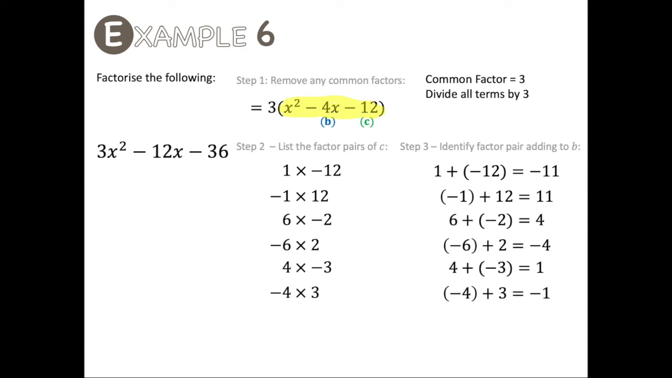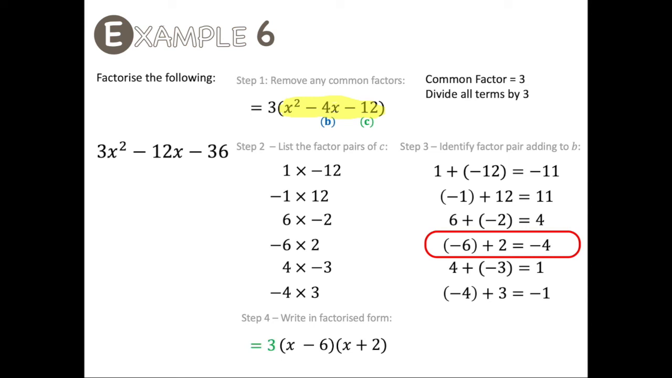So identifying which one of those add up to negative 4. So the factor pair that I'm going to use is going to be negative 6 and 2. So writing the first part of my answer in factorized form, it is going to be x minus 6, x plus 2. And then I need to include my common factor of 3 that I removed in my first step outside of the bracket. So the factorized answer for 3x squared minus 12x minus 36 is equal to 3, then x minus 6, x plus 2.